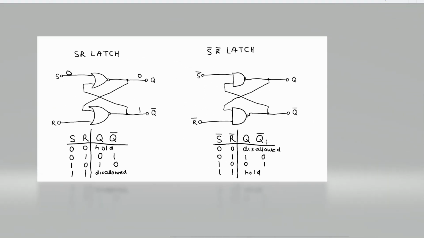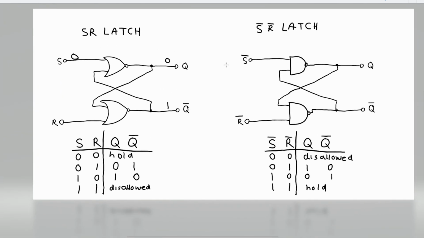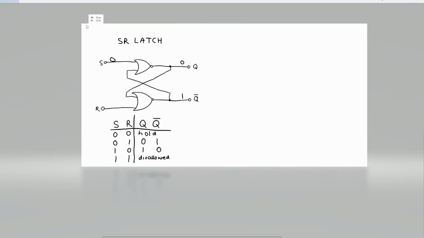Now, this moves us on to JK flip-flops very nicely, because a JK flip-flop is basically like an upgraded SR latch. It stops you from sending disallowed inputs, and also has a clock signal. So I will show you how that works.